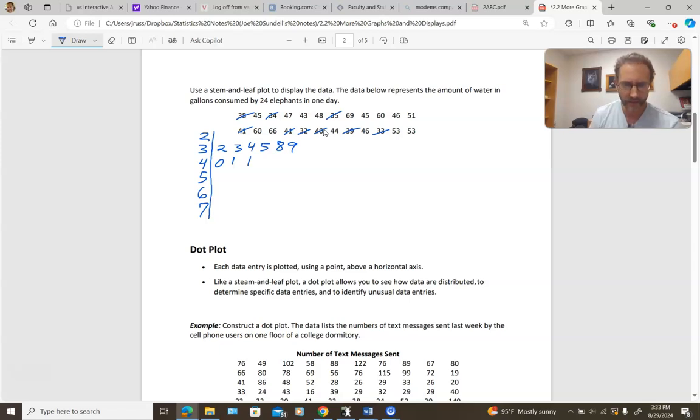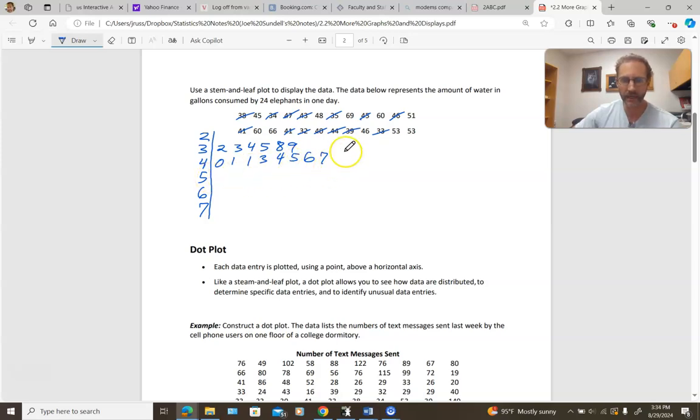And then, let's see, we just keep looking. I see a 43 next. I see a 44. A 45. A 46, and a 47, okay? So it's already looking like that's where the majority of our data is going to be concentrated.